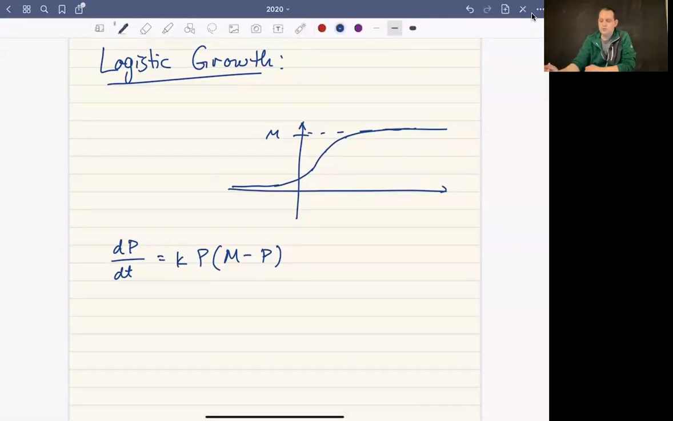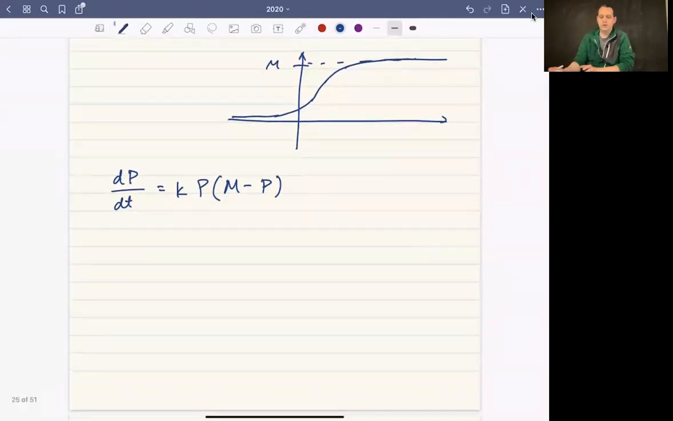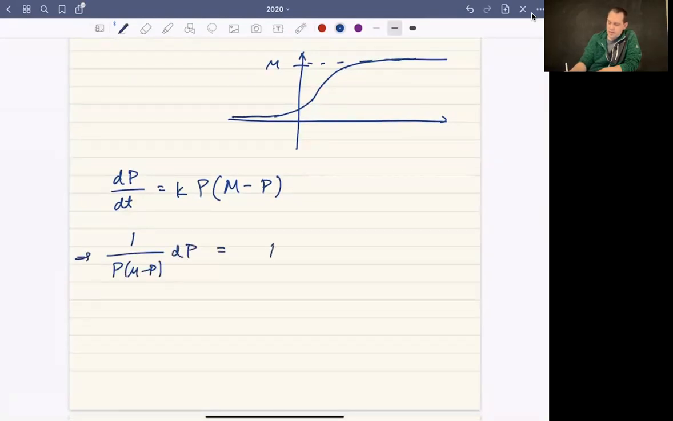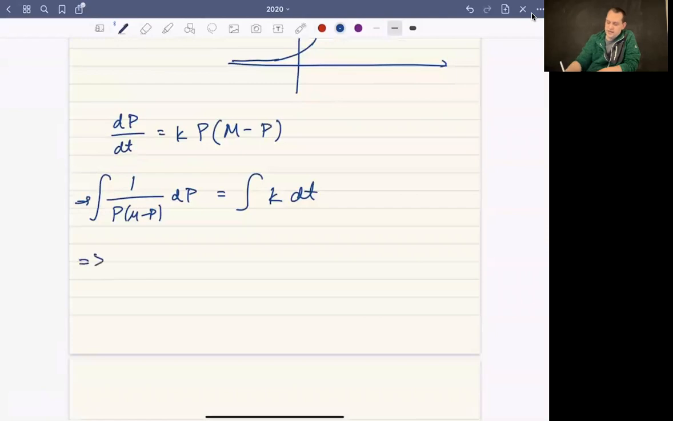What I want to do is come up with a formula for logistic growth in this video, and then in the next video we'll do an example of a population where we're modeling it using logistic growth. So let's come up with a formula this time. We're going to separate variables, and we end up with 1 over P times M minus P dP equals k dt. Integrate both sides. The integral of the right side is, of course, just kt plus c.